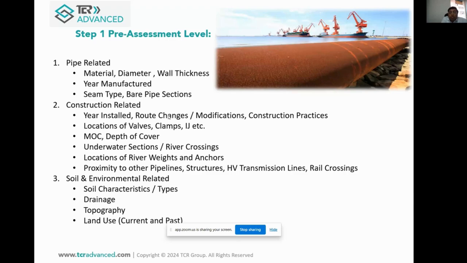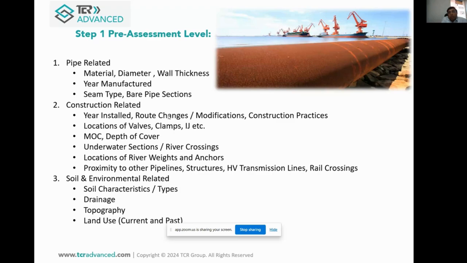Soil and environmental data are again very important. Soil characteristics and soil chemical analysis are very important. We need to check the presence of SRB, sulfate reducing bacteria. SRB can create lots and lots of problems in a pipeline. Another thing is resistivity. You have to check the resistivity, the change in the topography, the change in the land.